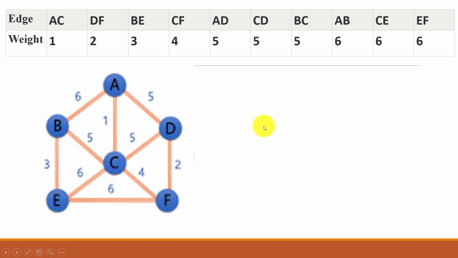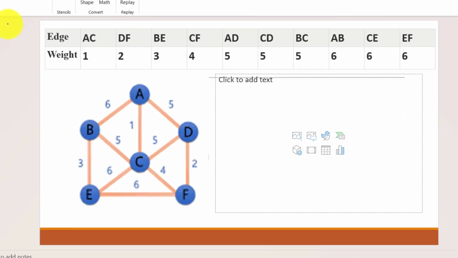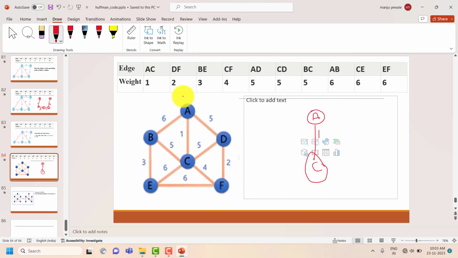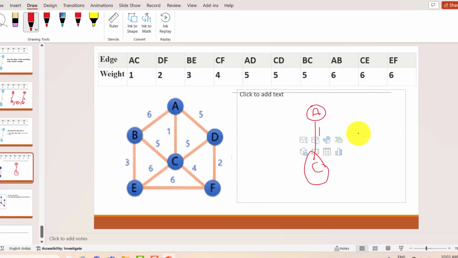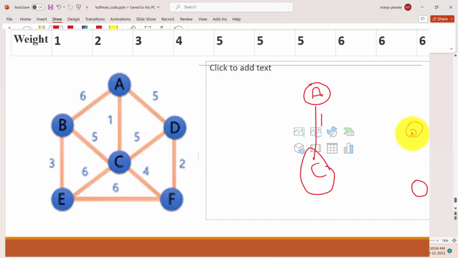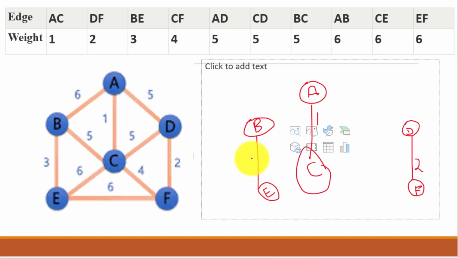So to draw this connected graph, now I'm going to select the first edge, that is nothing but A to C. Now A to C is holding weight 1. Then D to F is also having weight 2. Now this makes a disconnected graph. But Prim's algorithm doesn't form any disconnected graph. Then B to E is having the weight as a 3.